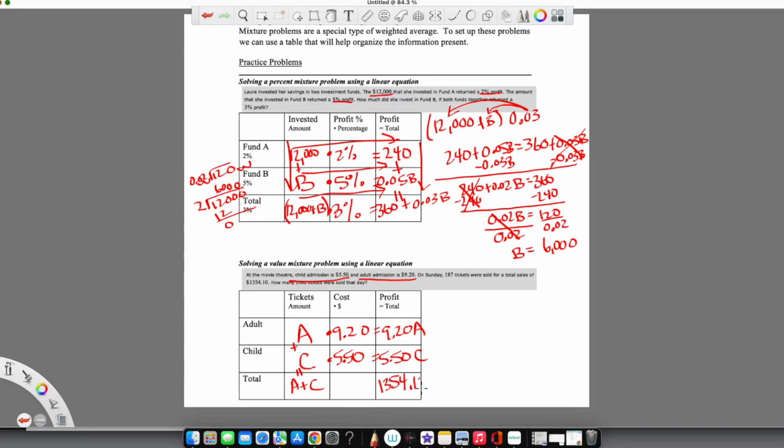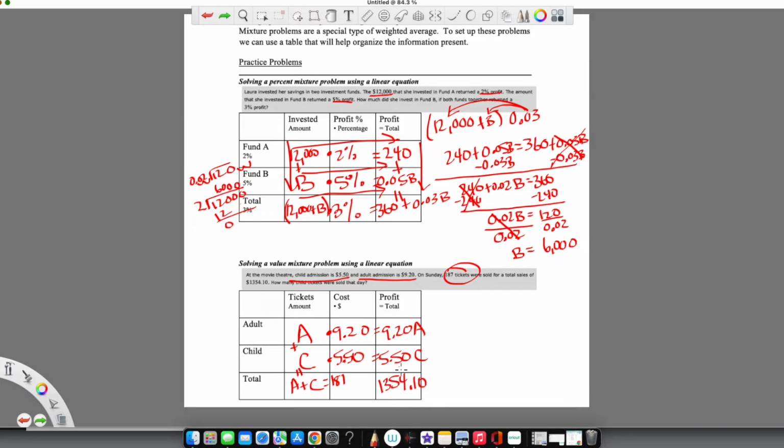10. Let's see, oh, you know what? We know what this equals. This equals 187 because they told us that. Okay, so this one is a little different only because we don't necessarily have to have this part filled in because we wouldn't have a total cost for one adult child ticket. They cost different amounts.